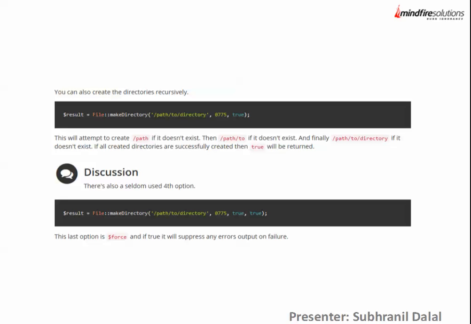Same as that, there is an extra fourth parameter, which is true. This true is for errors; the default option is false. If true, it will suppress error output on failure. Okay. So if you mention the fourth parameter as true and your directory doesn't get created, then it will not return any error. The error will be suppressed. So it is good not to pass the fourth parameter as true. Otherwise, you will miss that error.